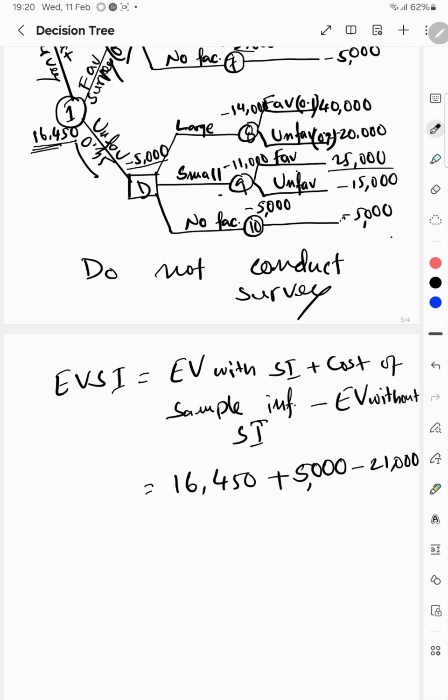If you calculate this, we see 21,450 minus 21,000, which is 450. That means the expected value of sample information, the sample information's value, is 450, but to get this 450 you have to spend $5,000. So it's not worth spending that money for the sample information. That's all for this. The solution here is do not conduct survey, the expected value is 21,000, and the expected value of sample information is 450.